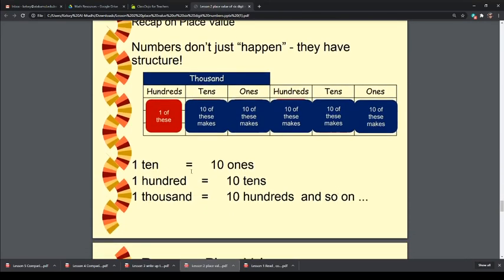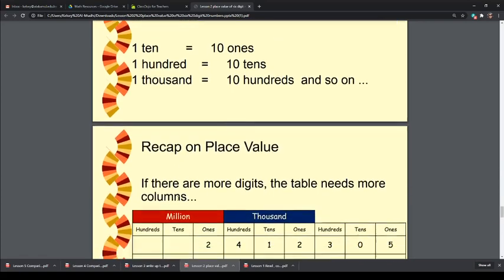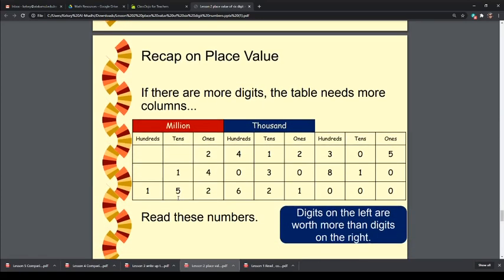So 110 equals 10 ones. Just like if you had pennies, you would need 10 pennies to equal 110. You would need 100 pennies to equal 1 100. You would need 1,000 pennies to equal 1 1,000. If there are more digits, the table needs more columns. So the numbers can go into the hundreds of millions, and the more numbers, the more columns you'll need.